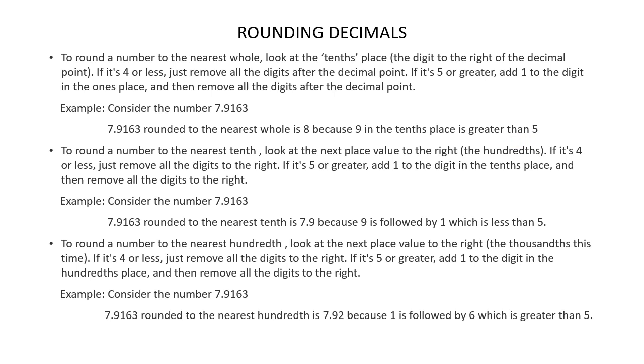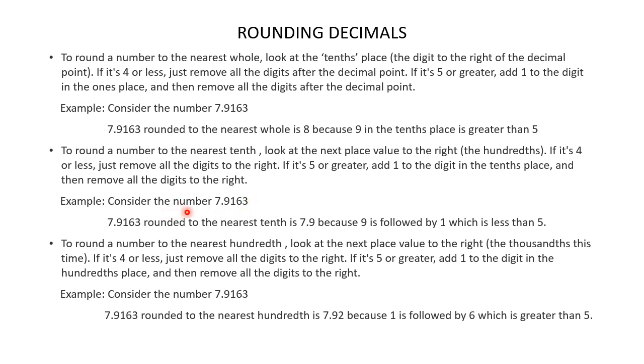Now to round a number to the nearest tenth, look at the place value next to the right, that is the hundredths. If it is 4 or less, just remove all the digits to the right. If it's 5 or greater, add 1 to the digit in the tenths place and then remove all the digits to the right. Let's understand this with an example.